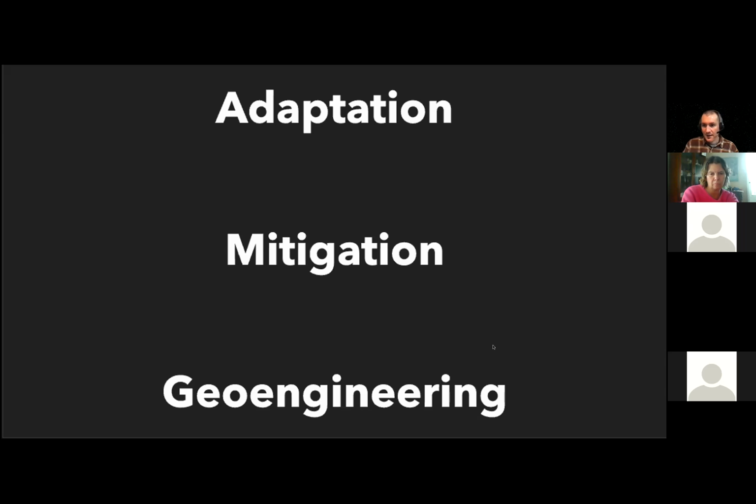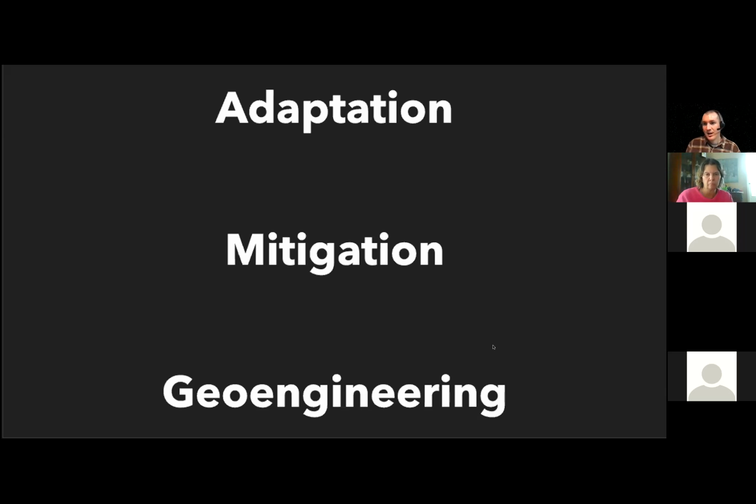An example of adaptation would be running your air conditioner more in the summer months. Communities using infrastructure to defend themselves against sea level rise in coastal areas. Those are examples of adaptation.